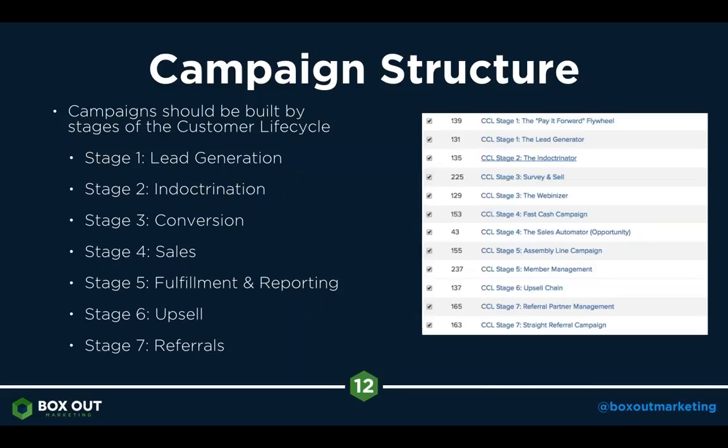Okay, so your list in Infusionsoft will end up looking like this. CCL stands for Complete Customer Lifecycle. So we have CCL Stage 1, the Pay It Forward Flywheel. CCL Stage 1, the Lead Generator. So I've got 2 lead generation campaigns. Stage 2 is the Indoctrinator, so our indoctrination campaign. That flows into either our Survey and Sell or our Webinizer campaign. And they all connect to each other in a very, very simple manner.